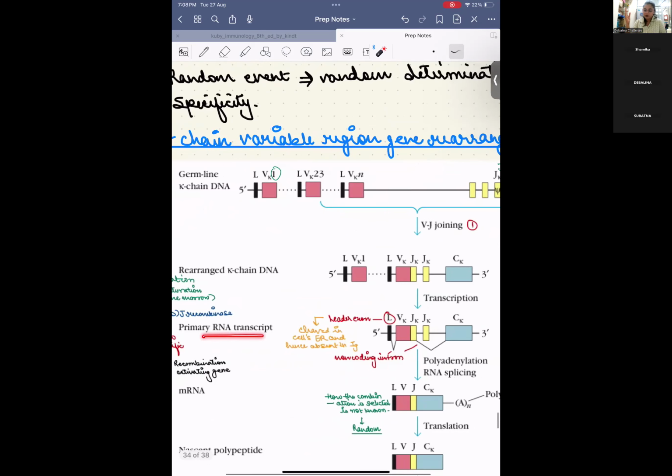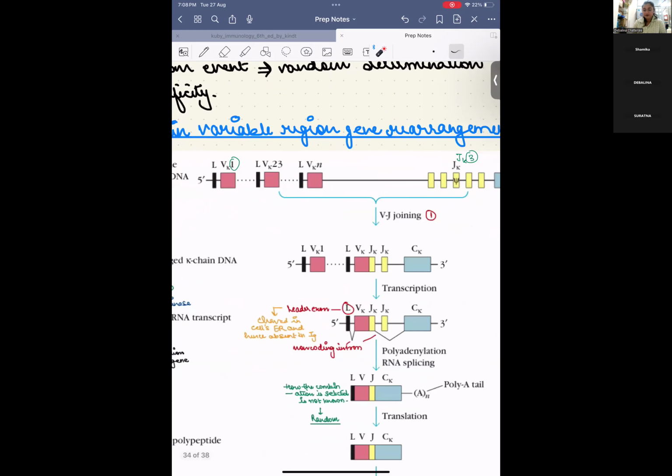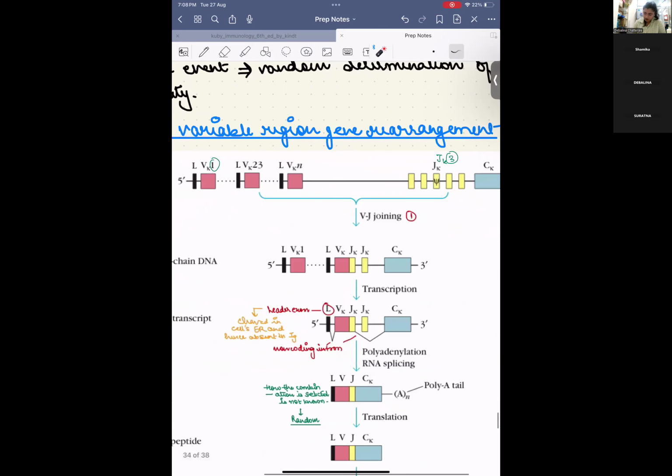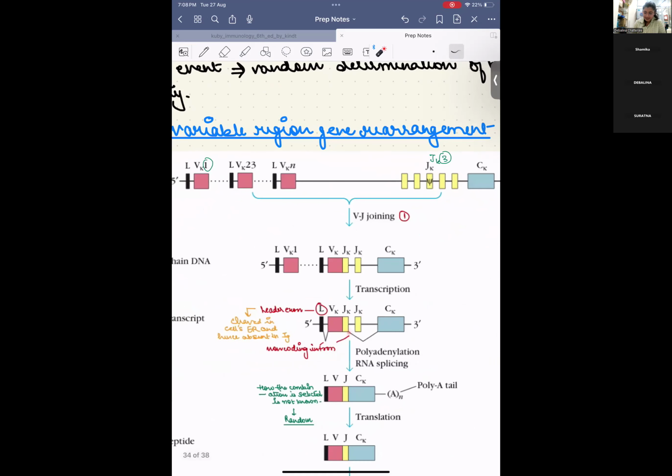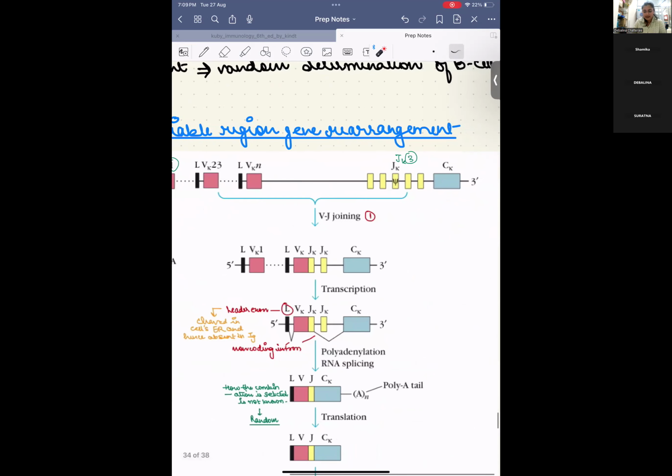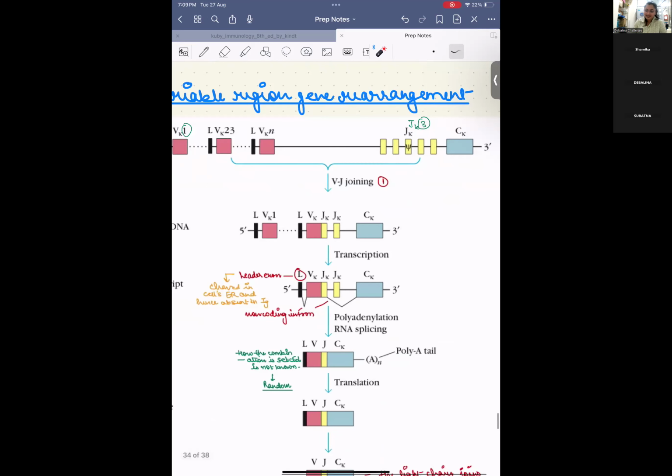So from 5 prime to the 3 prime direction, we have a leader exon, a non-coding intron sequence, and then the joined VJ sequence. Now this has to join to a C segment, right? For kappa, we have just one C. So this joining happens, followed by polyadenylation and RNA splicing, essentially terms from molecular biology.